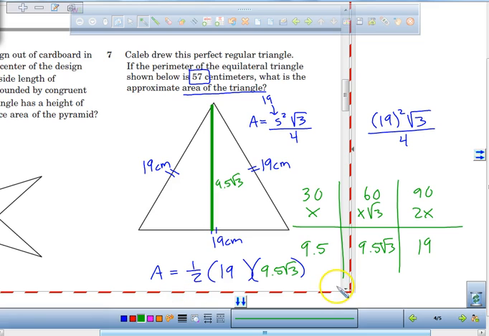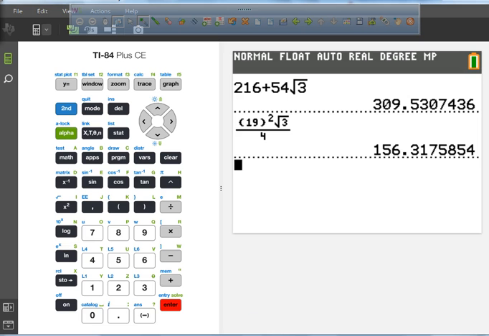So I'm going to type this in the calculator so you see the exact same answer if you didn't use the shortcut. I'm going to write 1 divided by 2, parentheses, what was the base of the triangle? 19. And what was the height of the triangle? 9.5 radical 3. Boom. Oh, hold on.